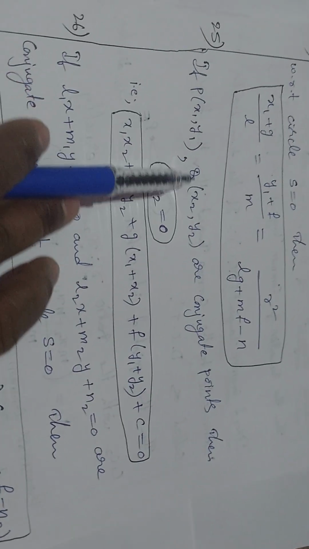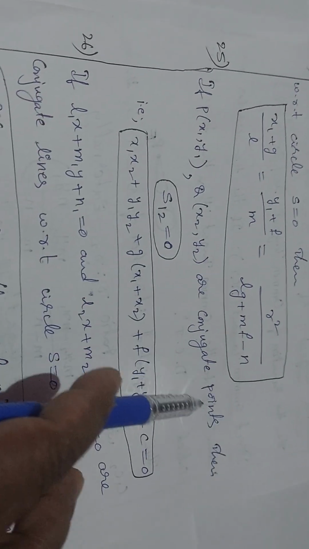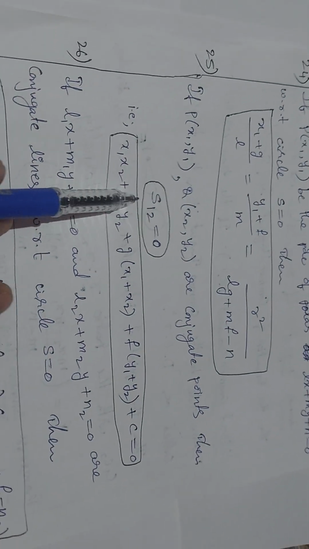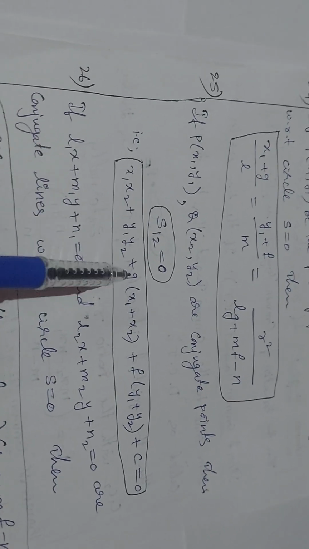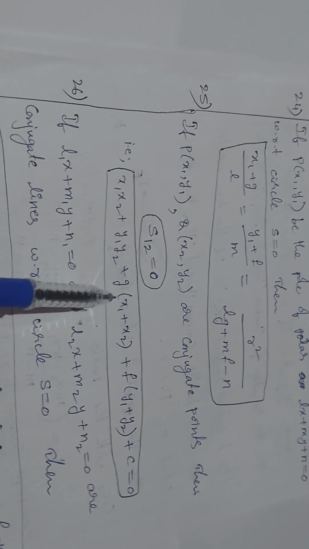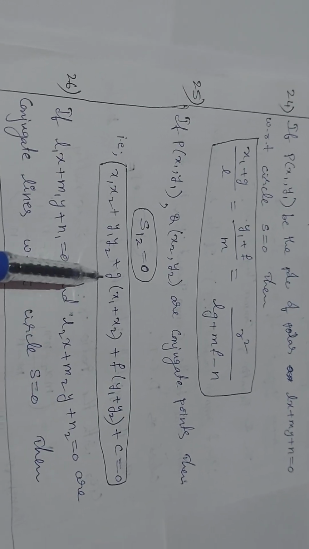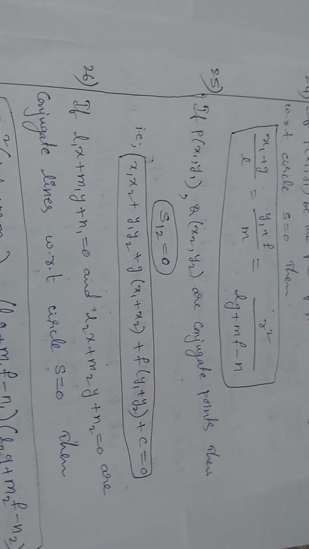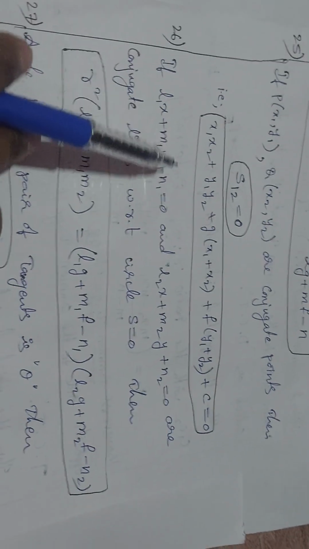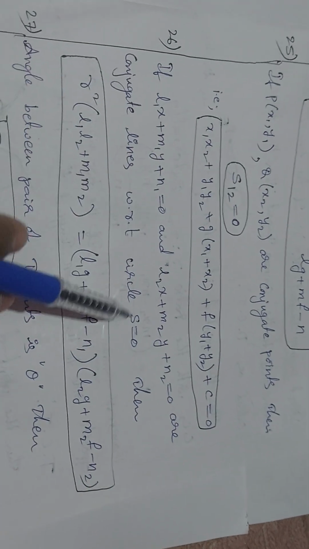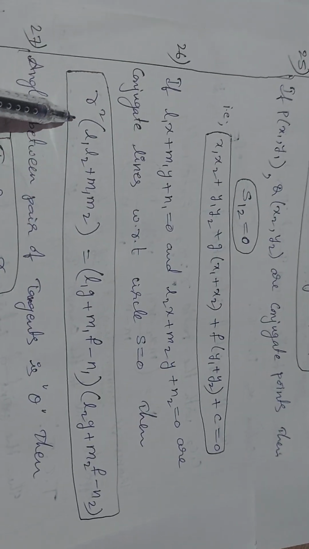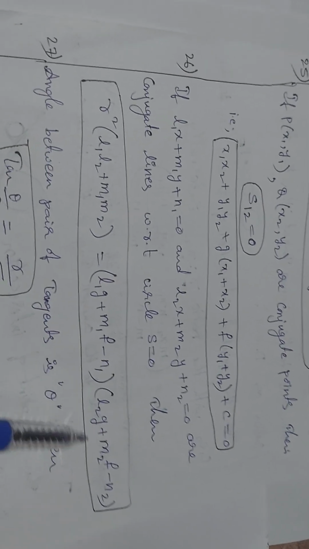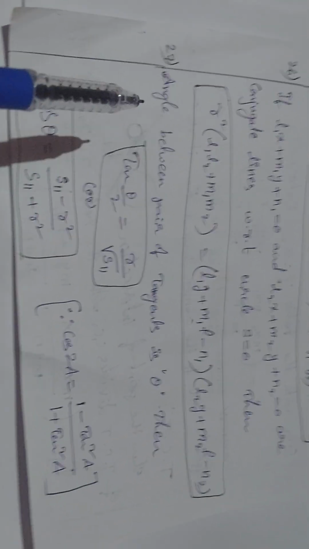Next, if (x1, y1) and (x2, y2) are conjugate points, 2 marks important. Points are 2 marks, lines are 4 marks. Then the condition is S12 is equal to 0. S12 means, as I already told, x1 x2 plus y1 y2 plus g(x1 plus x2) plus f(y1 plus y2) plus c is equal to 0. Next, if two lines are conjugate lines with respect to the circle, then r square (L1 L2 plus M1 M2) is equal to (L1 g plus M1 f minus N1)(L2 g plus M2 f minus N2).